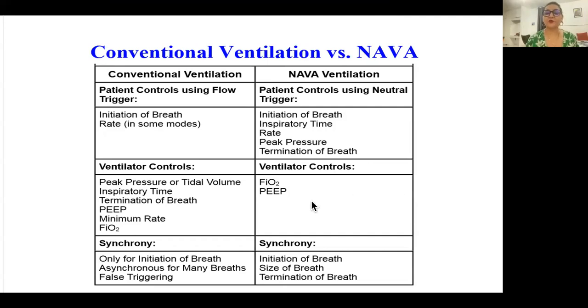What does the ventilator control in NAVA? Only FiO2 and PEEP. Whereas in the conventional mode of ventilation, the ventilator controls the PIP, the tidal volume, inspiratory time, termination of breath, PEEP, minimum rate, and FiO2. So almost everything is controlled by the ventilator. And synchrony is only for the initiation of breath, and there might be a false triggering. So for the other breaths, there will be asynchrony. And here, synchrony is for the initiation of breath, for the size of breath, and for the termination of breath.